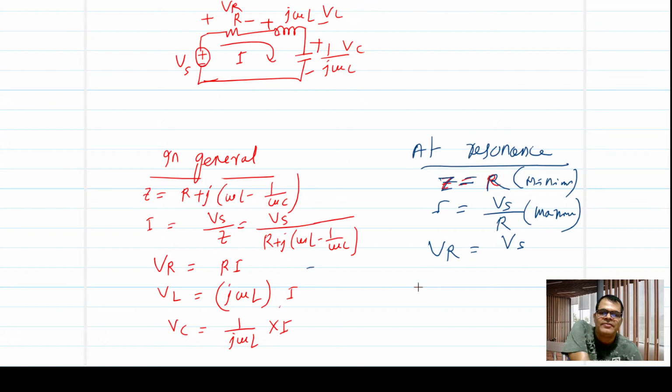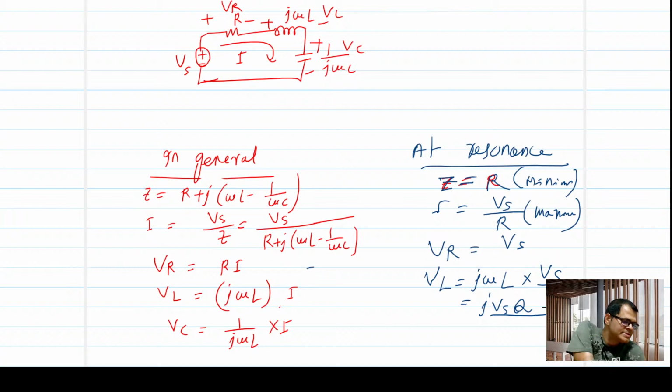And VL is equal to j omega L times I, and I is the Vs upon R. Later on you will see it is j Vs into Q. Many times it has appeared in the GATE exam. At resonance, what is the magnitude of VL? That is Q times Vs. Q is the quality factor of the resonance circuit, that is omega L upon R, where omega is omega n.